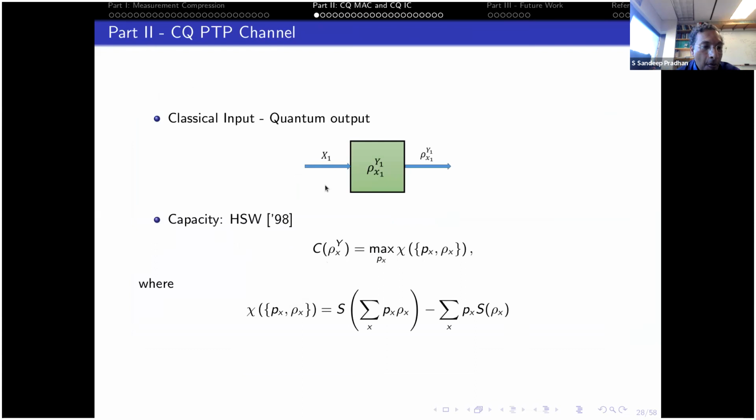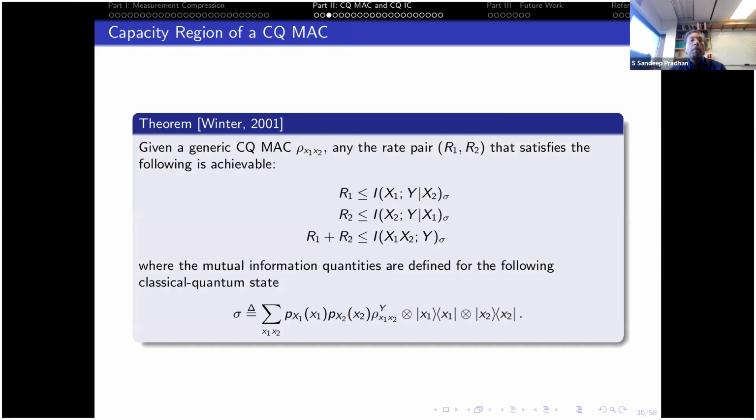And if you want to achieve the capacity, you need to construct codes from that input distribution. That's, in some sense, similar to what Shannon did for the fully classical case. Now, in the case of Winter, for the multiple access channel, the same situation occurs. We have to look at these rates, which are given by mutual informations here, and we have to optimize this over this state sigma, which is written at the bottom. And that's the joint state.